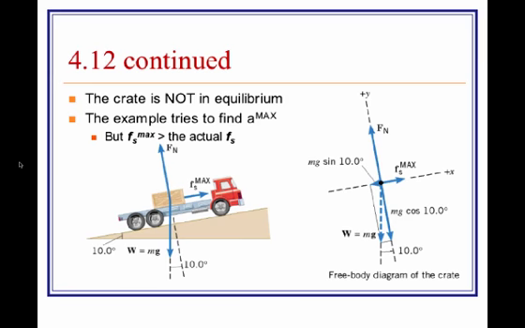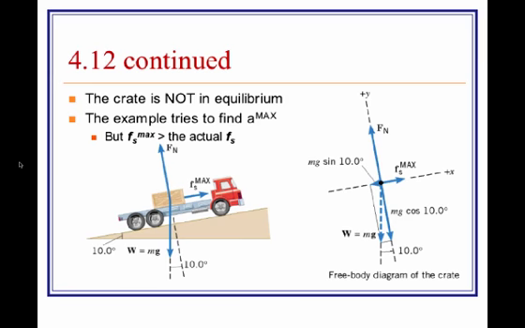Now, we need to draw a free body diagram for it. We have our weight directed downward, the normal force directed upward from the truck. So this is going to be a little bit different, at a slightly different angle than the weight. And then we have the maximum frictional static force is going to be directed up the hill.